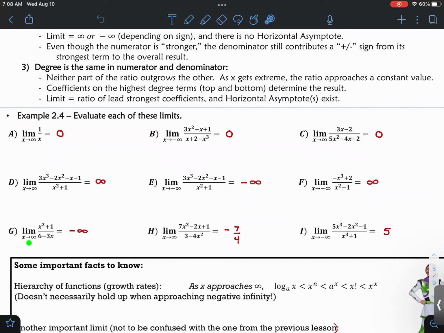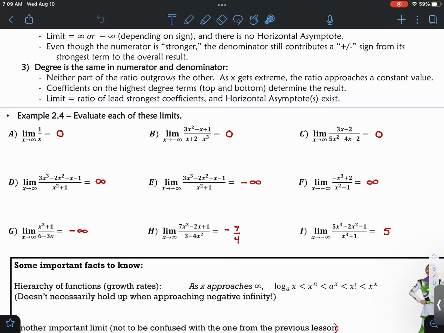G is an interesting one because x is getting big. X squared is the most powerful term. So the numerator reads as big positive numbers. But even though that's the case, the denominator is going to contribute a negative sign based on this negative 3x being the most powerful term in the denominator. So you do have to be careful there. The answer would be negative infinity, thanks to this little negative sign right there.